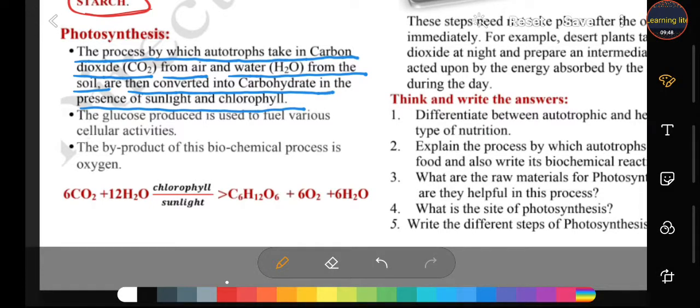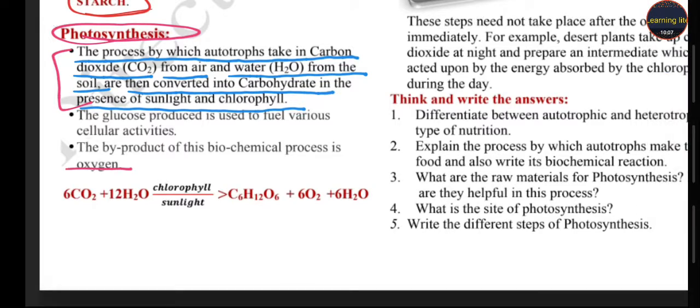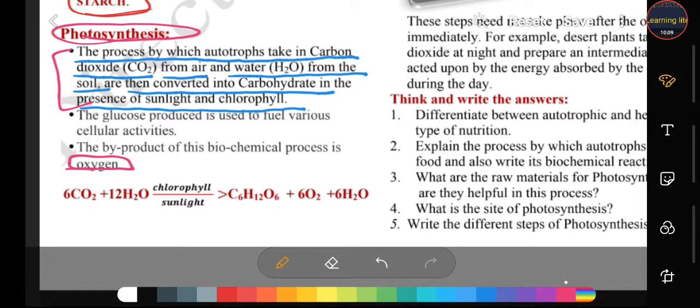This process is called photosynthesis. This is the definition of photosynthesis, student. And the glucose produced is used in cellular activities, and the byproduct is also oxygen, which is used by human beings.